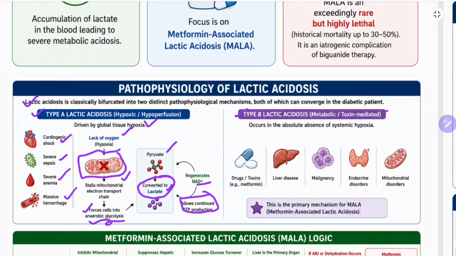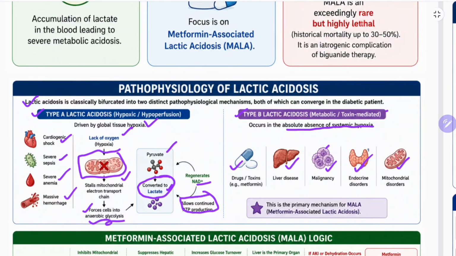That's why there is lactic acidosis in conditions where oxygen is low, like in hypoperfusion and hypoxia, or you can take it as severe sepsis, severe anemia, loss of blood, hemorrhage. All these things can have lactic acidosis. In type B lactic acidosis, there is absence of systemic hypoxia. It is due mainly to drugs or toxins like metformin, liver disease, malignancy, endocrine disorders, and mitochondrial disorders.